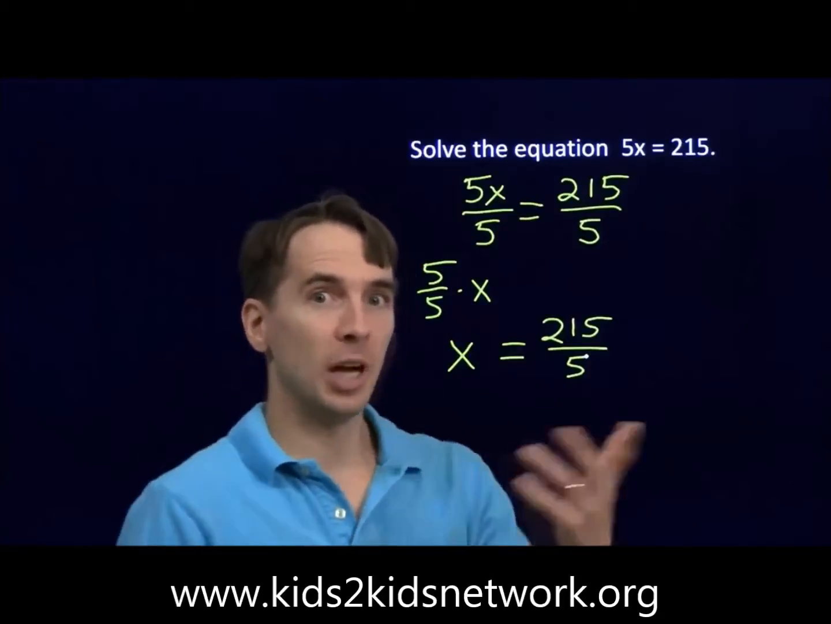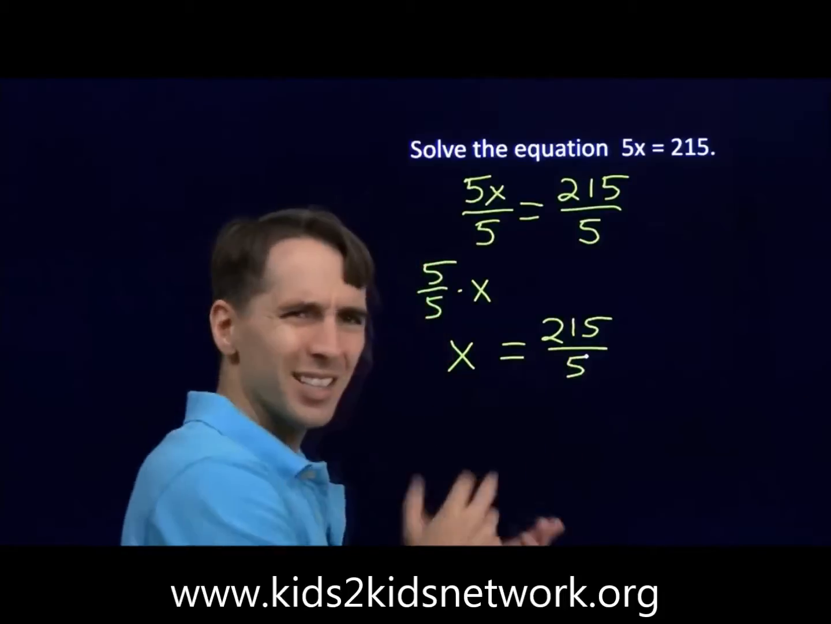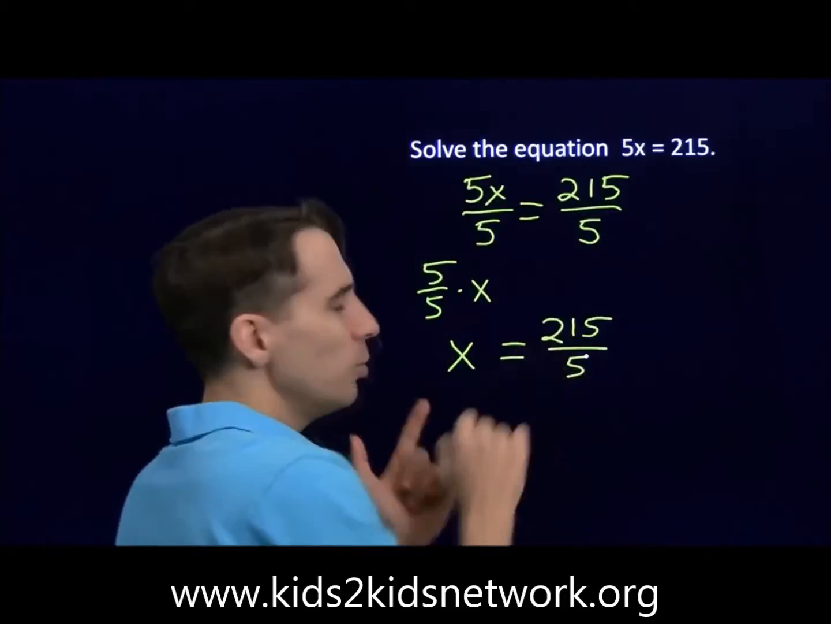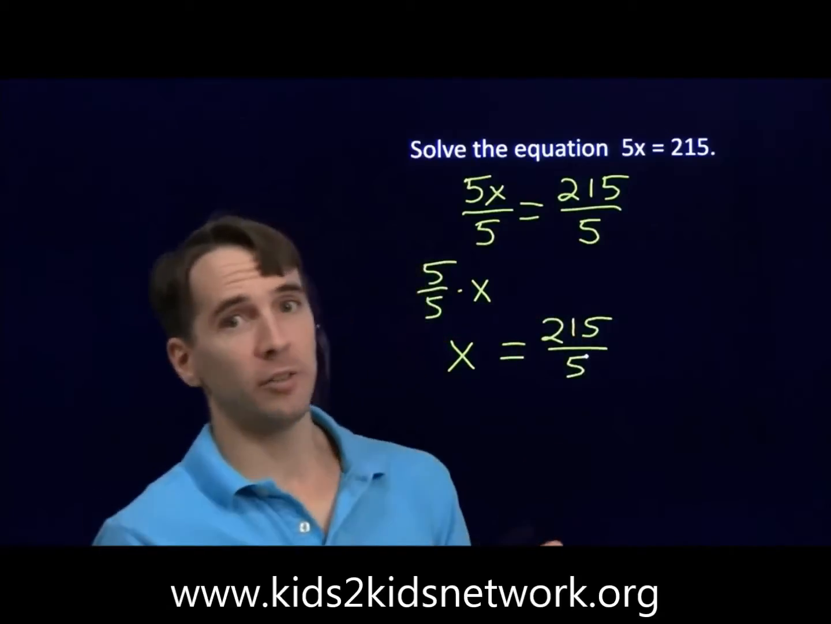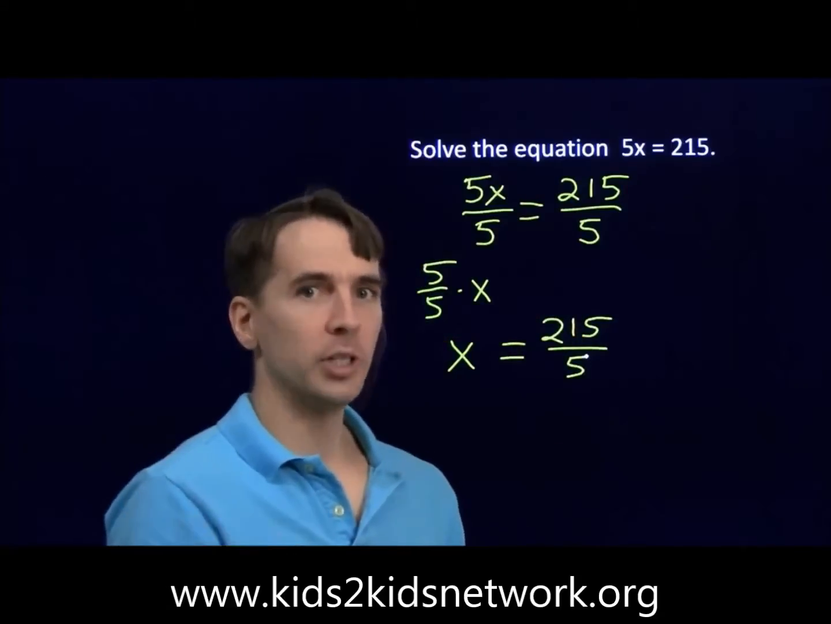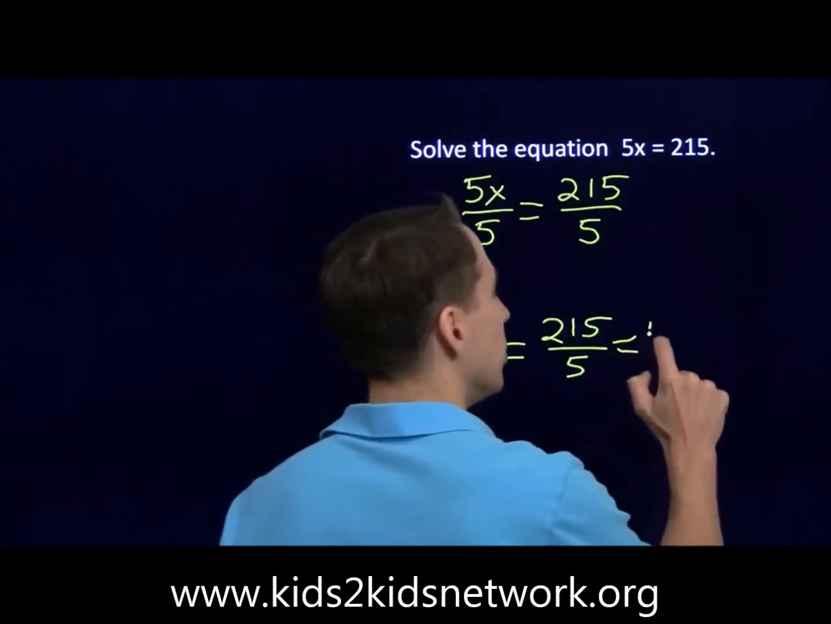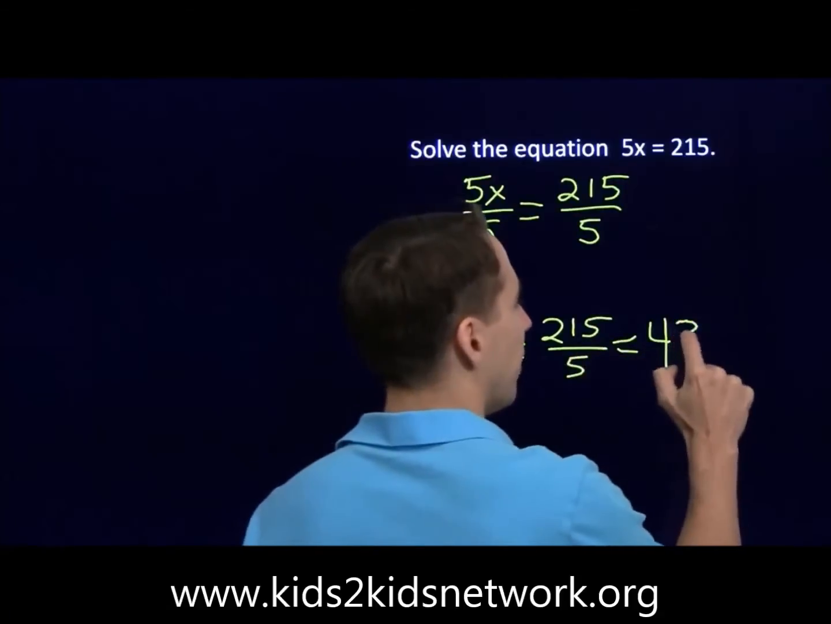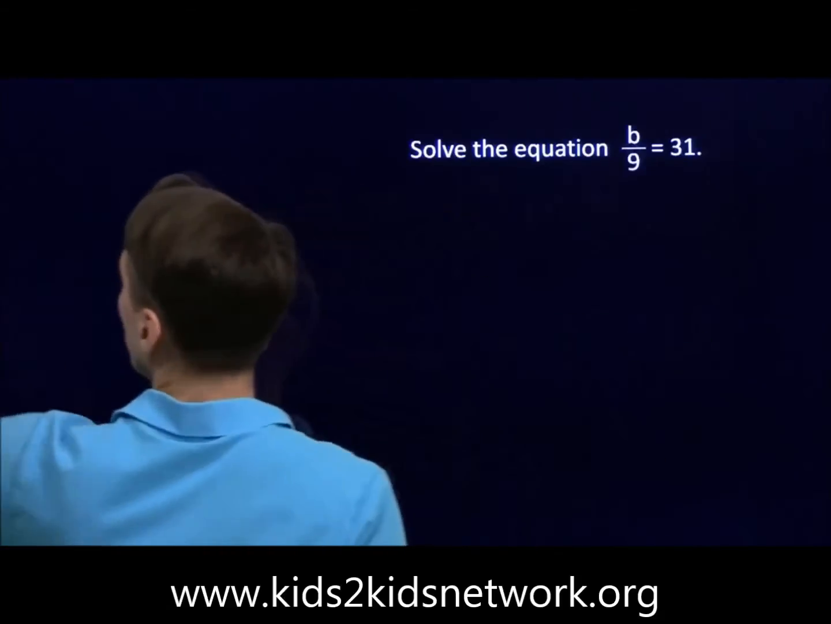I mean, say 3 times 4 is 12. That means 3 is 12 divided by 4. It's kind of the same idea here. x is 215 divided by 5. You just divide that out. 200 divided by 5, well, that's 40. So 205 divided by 5 is 41. 210 divided by 5 is 42. 215 divided by 5 is 43. And we're on to the next problem.